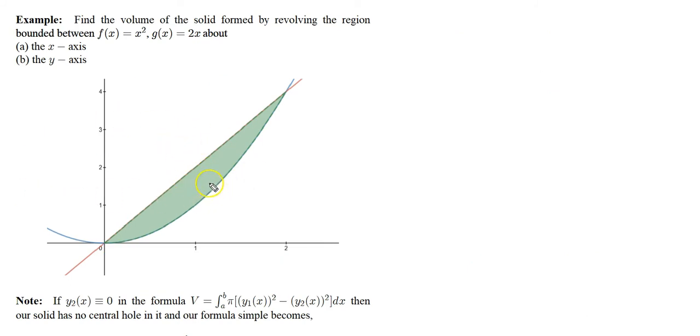Now for part B, where we want to rotate around the y-axis, we need to use this formula. So notice we have to integrate with respect to y, because we're going to go this way now. Okay, so we're rotating around the y-axis, so we have to integrate with respect to y. That's the way the disk and washer method work.